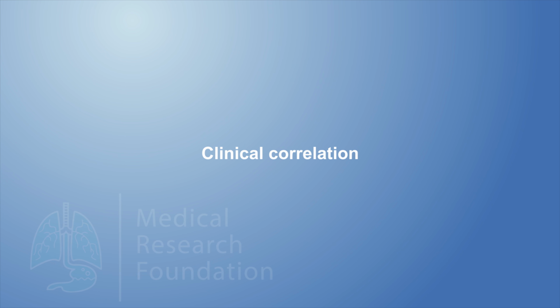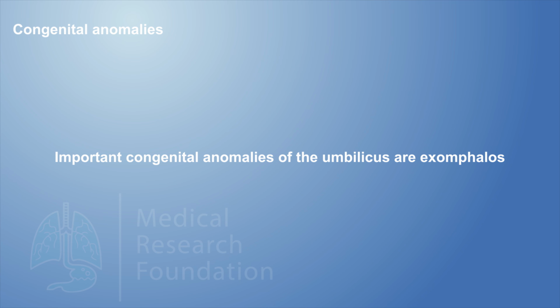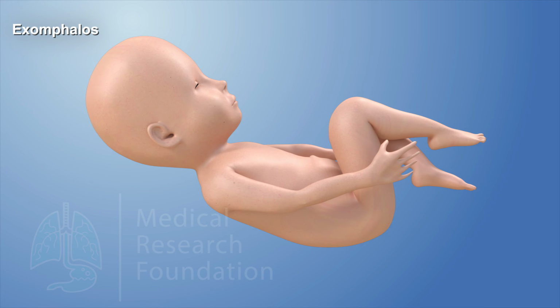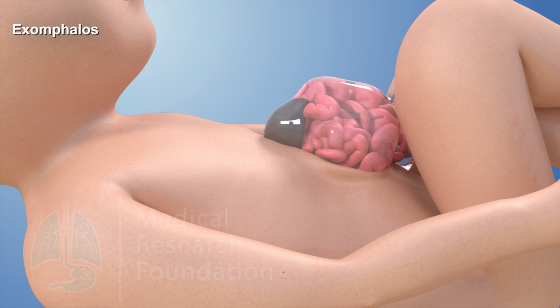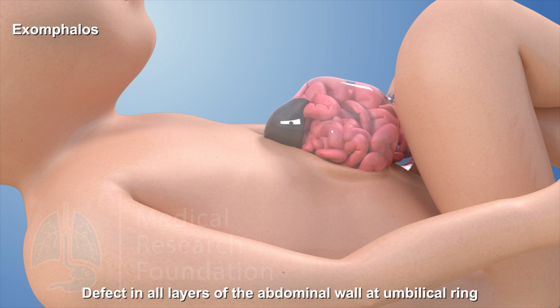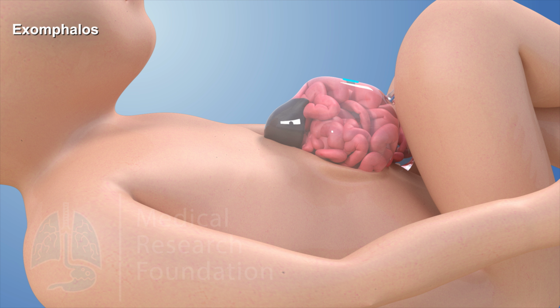Clinical correlation. Congenital anomalies. The most important congenital anomalies of the umbilicus are exomphalos. Failure of mid-gut loop to return in the abdominal cavity results in exomphalos. Since the intestine protrudes through the defect in all the layers of the abdominal wall at the umbilical ring, a thin transparent membrane, the amnion, covers it.